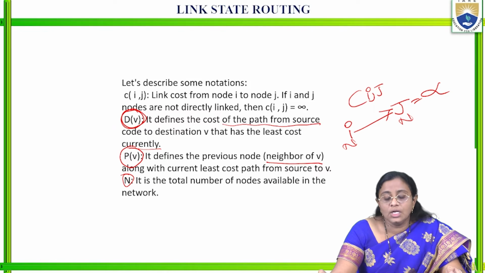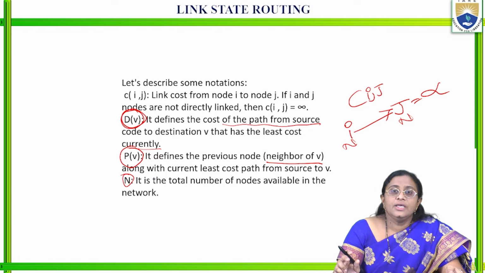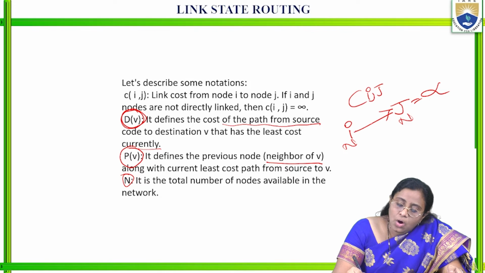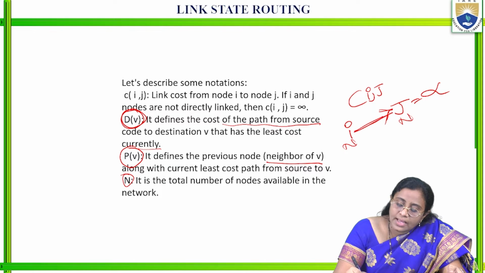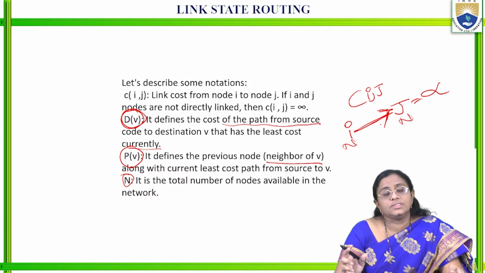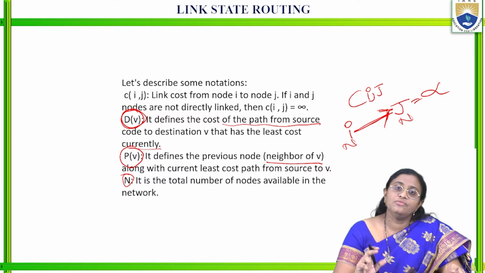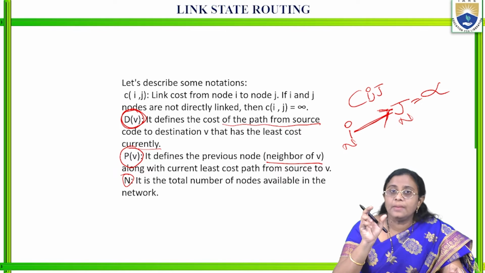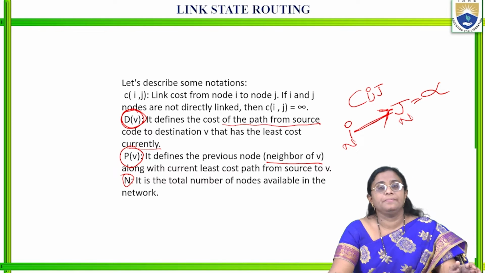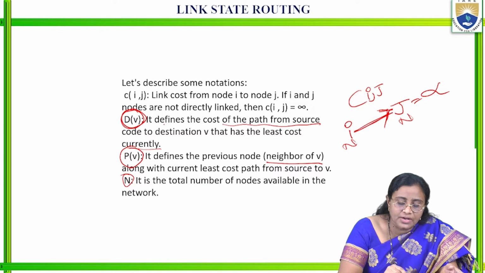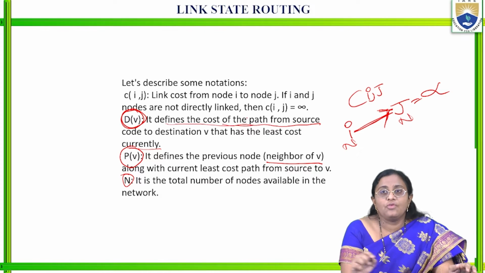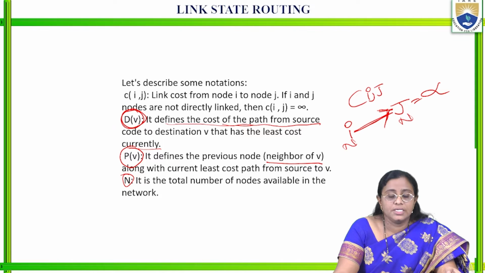That means these are two nodes. If you take the example of two nodes i and j, if they are linked directly, the packet can be transmitted from one node to another node. Or if there is no direct link between any two nodes, one the source node and one the destination node, that path we call infinity. Coming to the second notation, it simply defines the cost of the path from one source to another destination.